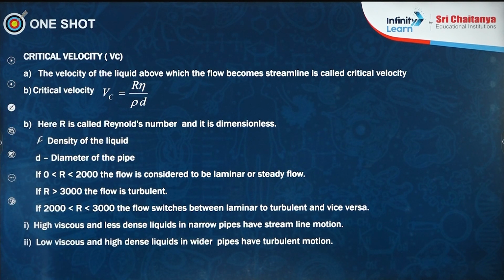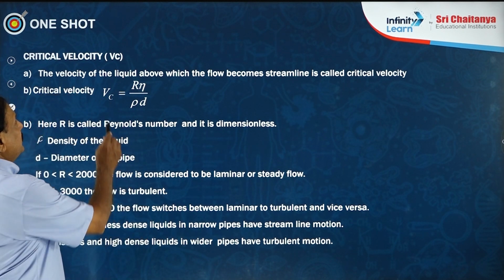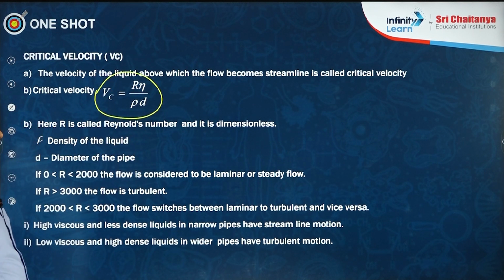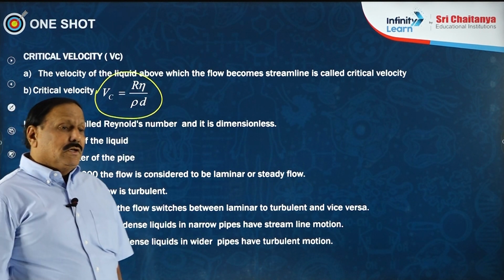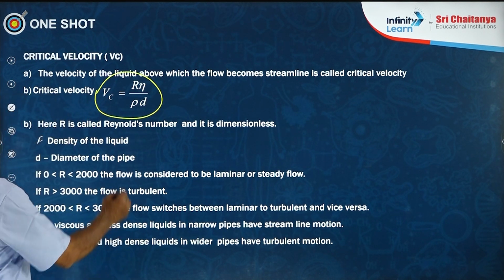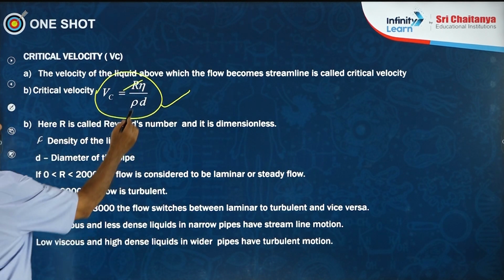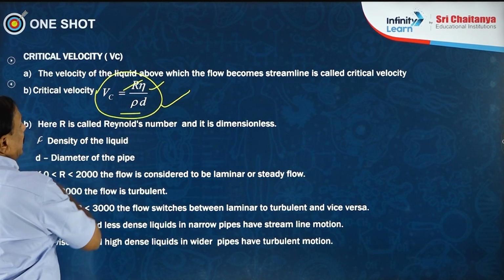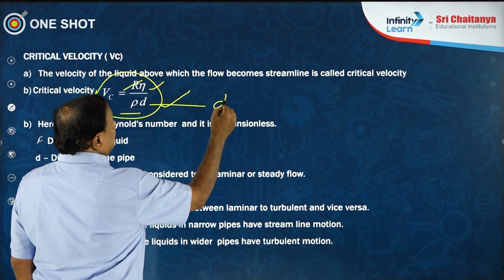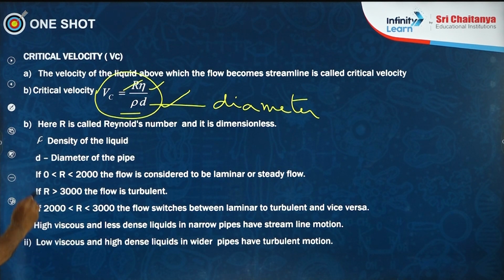Streamline flow can at any stage be converted into turbulent flow. The velocity below which the flow is streamlined, or above which the flow is turbulent, is called critical velocity. In this, R is called Reynolds number, eta is the coefficient of viscosity, rho is the density of the liquid, and d, remember, is the diameter of the tube, the pipe through which the liquid is flowing.